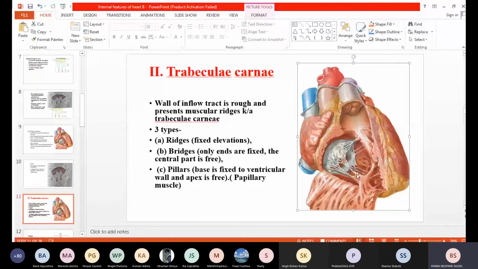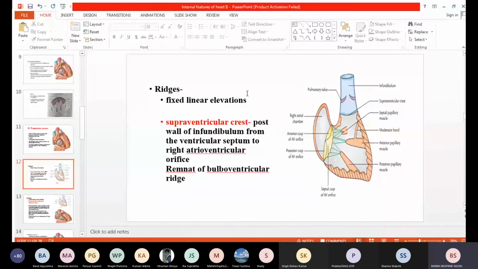So under trabeculae carneae you have to remember three parts: ridges, the elevated ridge, and bridges, that is the connection, only for connecting, and third is the pillar, known as the papillary muscle. So ridges, bridges, and papillary muscles come under the trabeculae carneae. Now, ridges are the fixed linear elevations present on the inflow tract of the right ventricle, part of the trabeculae carneae.